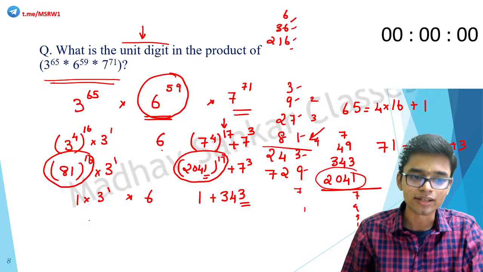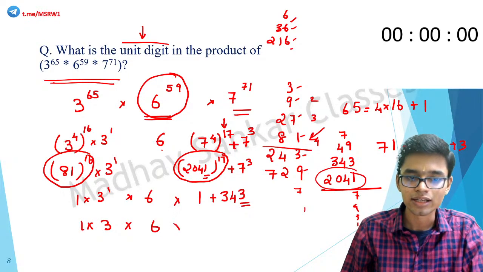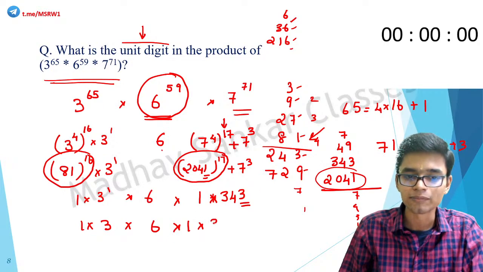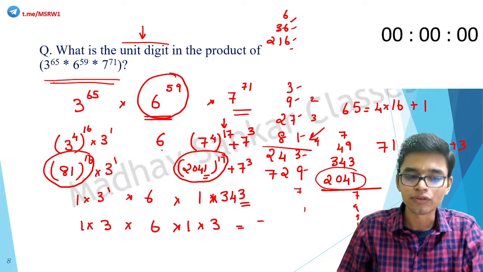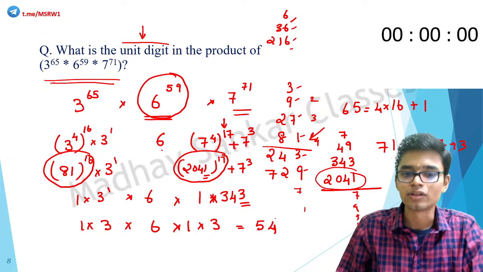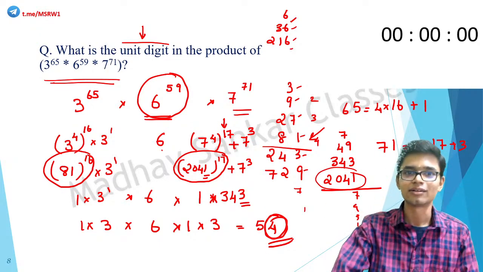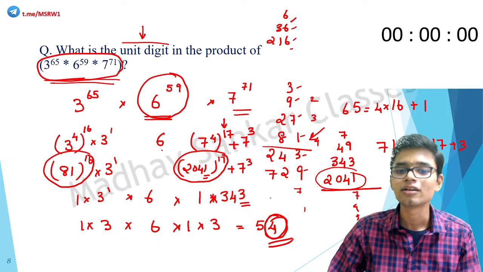So we can simply calculate 1 into 3 into 6, using the unit digits only. 3 into 6 is 18, into 3 equals 54. So the answer we want is 4. The unit digit in the product of these three, this complicated question, is actually 4.